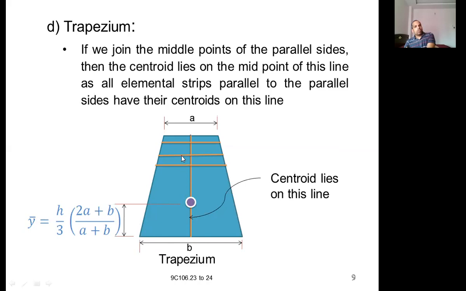So y bar is equal to what? The sum of dA y, the algebraic sum of the moments of areas about the x-axis, divided by the area of the figure. Calculation of area is easy, no problem. Find the area, calculate the moments of areas of the two triangles and one rectangle, add them, and divide by the total area, and that will give us the y bar. This is how you calculate it for the trapezium.